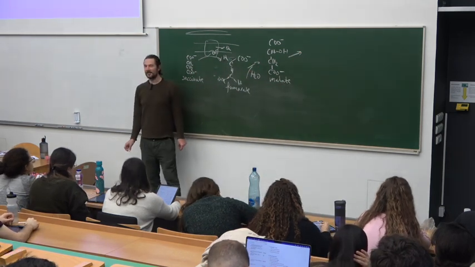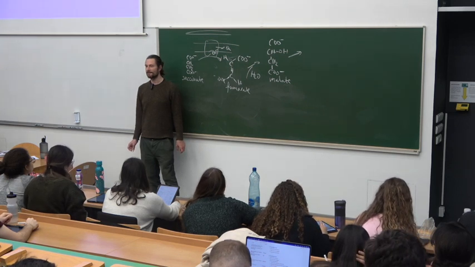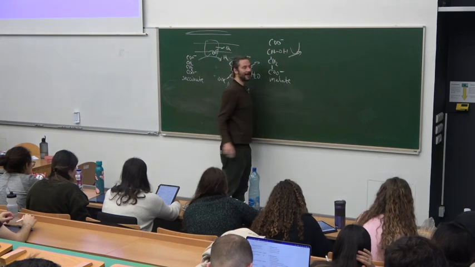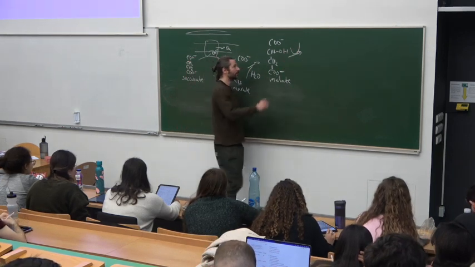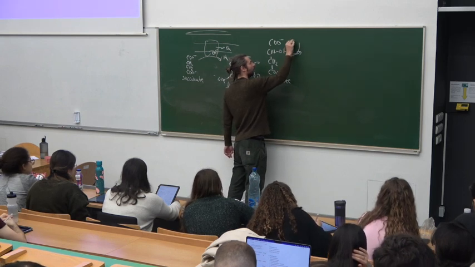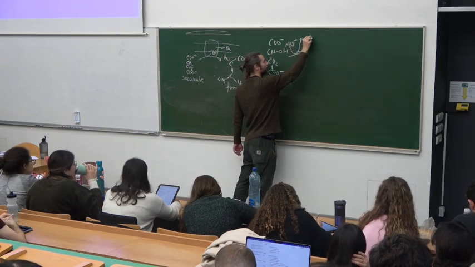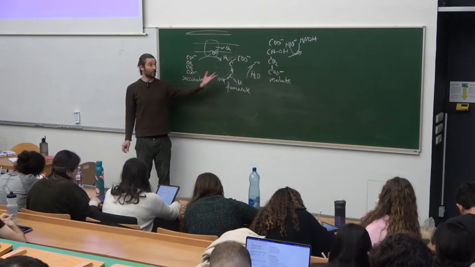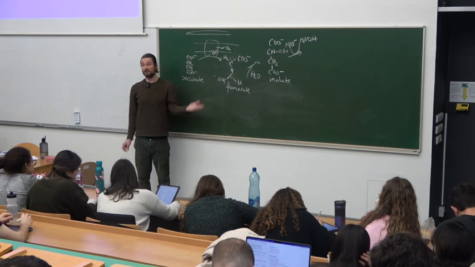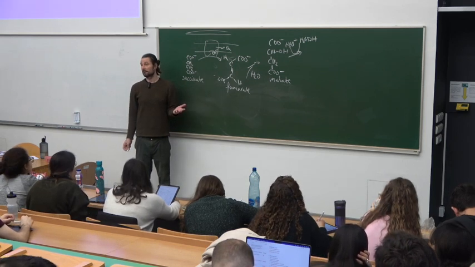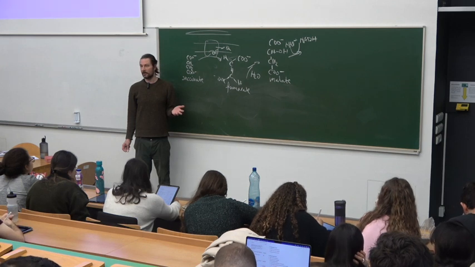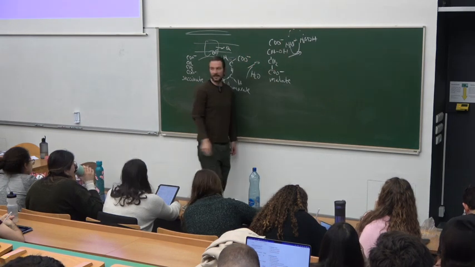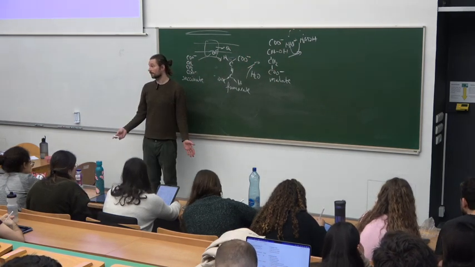We have a pattern, so the next step is going to be oxidation. This time we will need, as the acceptor of electrons, NAD+, forming NADH. And of course, this NADH will then be reoxidized primarily in complex one. Okay? Complex one will take this NADH, recycle it so that it can come back and be reused as NAD+. That's what we saw yesterday.